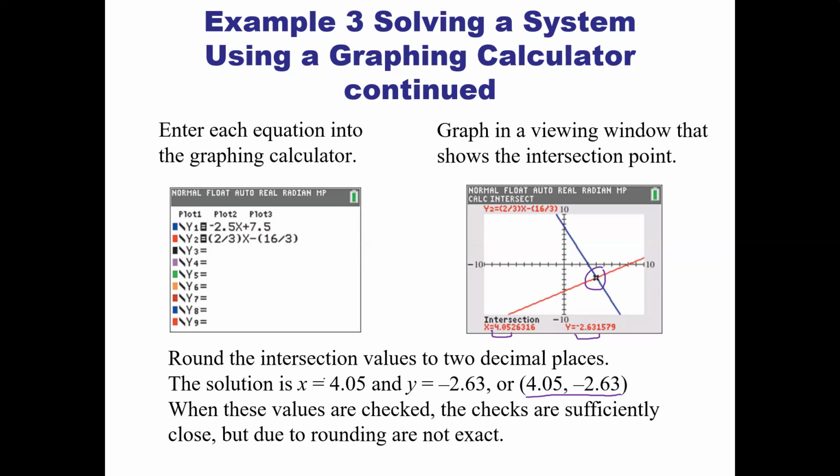Now, when these values are checked, the checks are sufficiently close, but because we rounded to two decimal places, they're not going to be exact. So when you plug them back in, those two numbers aren't going to give us the exact solution, but it's going to be pretty close. So that's why graphing is not the best as far as getting exact answers.